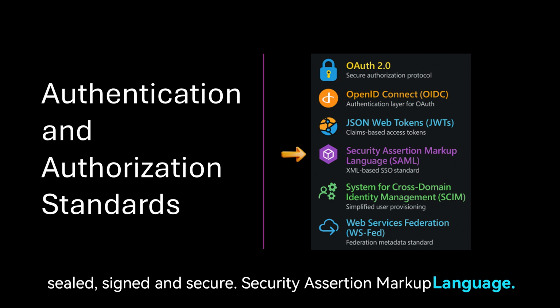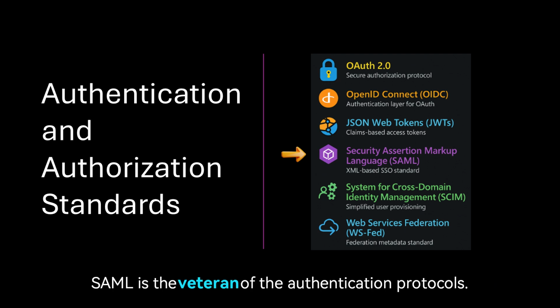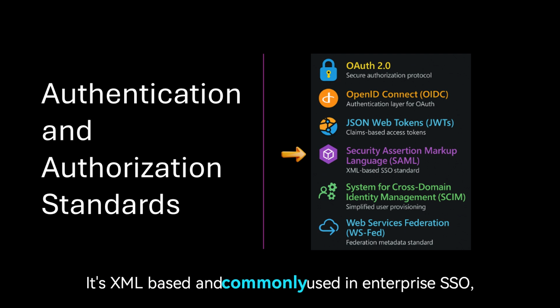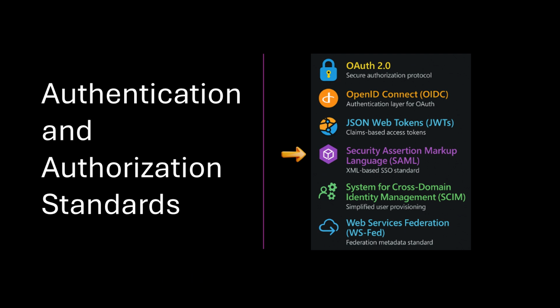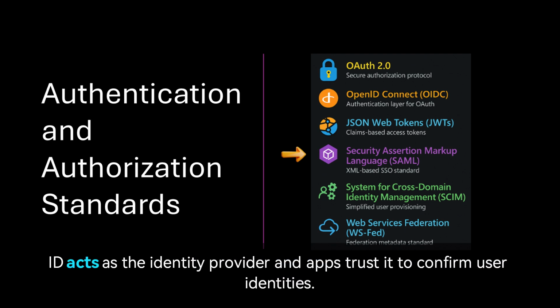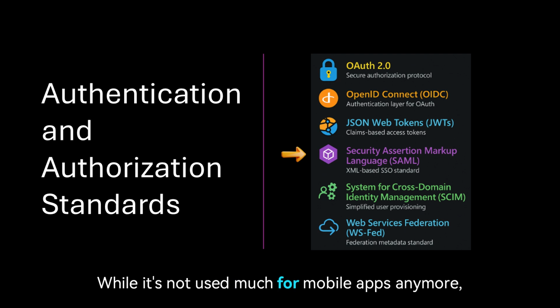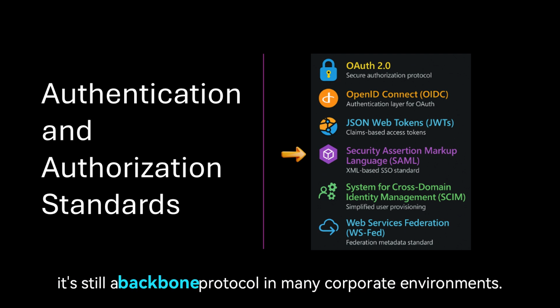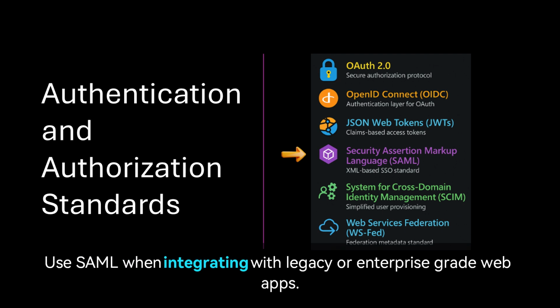Security Assertion Markup Language, SAML, is the veteran of the authentication protocols. It's XML-based and commonly used in enterprise SSO, especially for web apps. With SAML, your IAM solution, like Microsoft Entra ID, acts as the identity provider, and apps trust it to confirm user identities. While it's not used much for mobile apps anymore, it's still a backbone protocol in many corporate environments. Use SAML when integrating with legacy or enterprise-grade web apps.